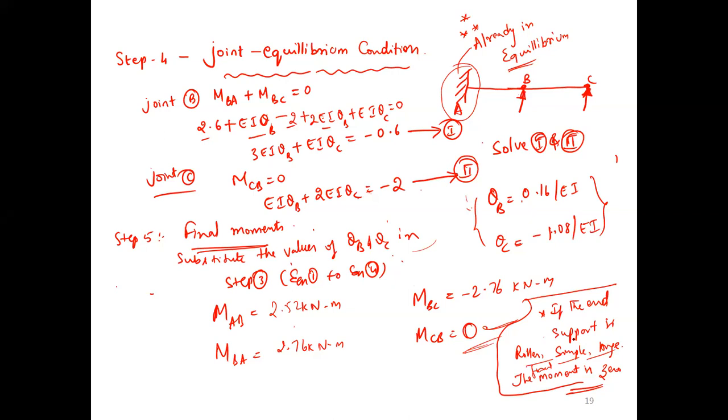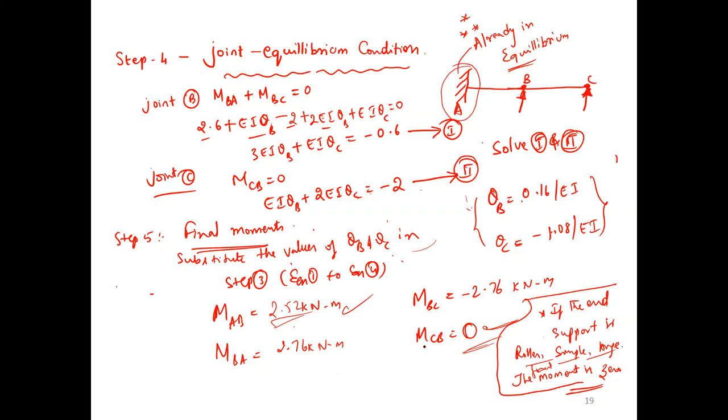Why? That's very simple: it will allow rotation, that's why it is 0. Why in fixed support we are getting moment: it will resist the rotation, that's why we are getting moment. That leads to static indeterminacy and kinematic indeterminacy.